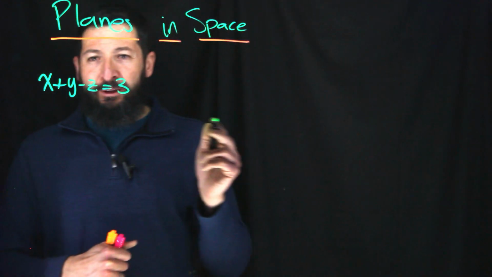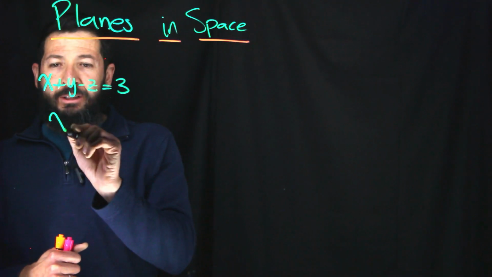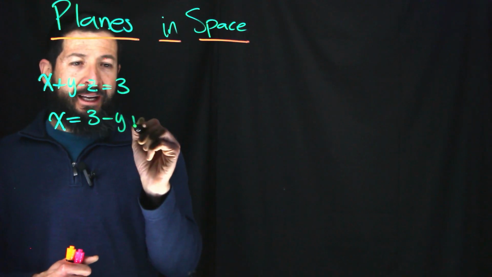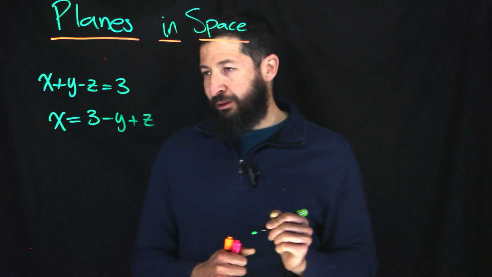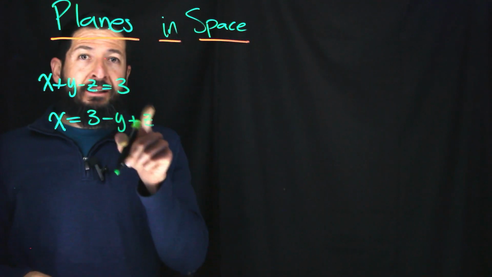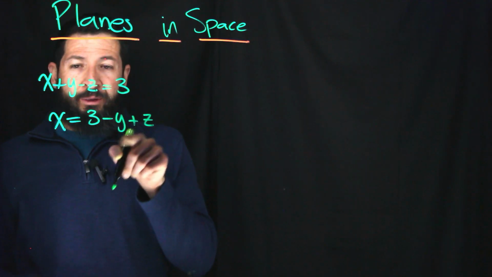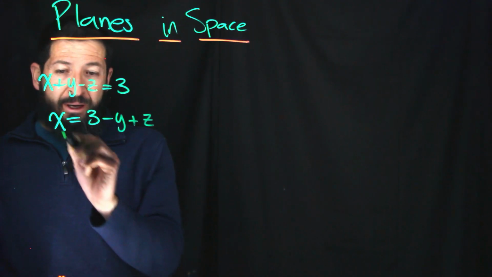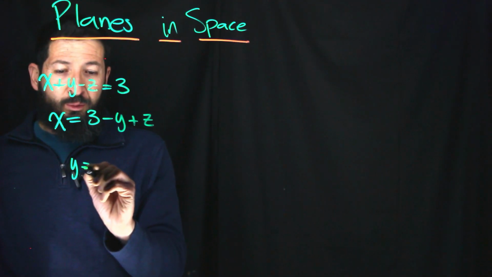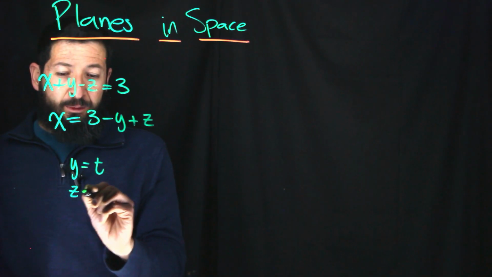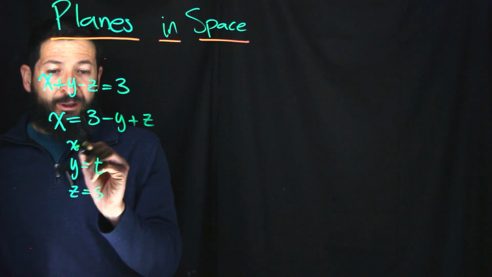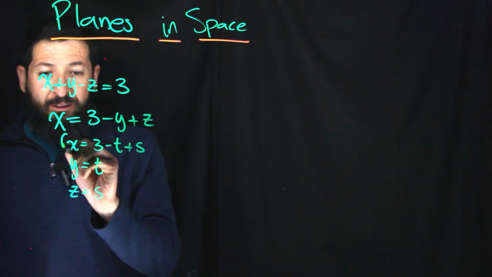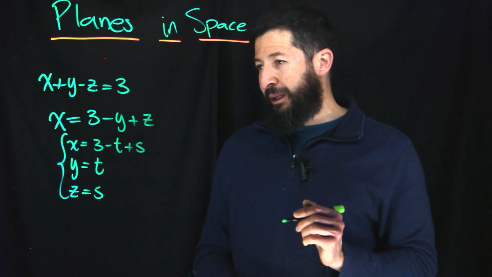That's how it goes. So the way I'm going to deal with this now more linear algebraically is I'm going to solve for x. So I'm going to subtract y and add z on both sides, and I'm going to obtain that equation. And then I'm going to write vectors where these guys are going to become parameters. So I'm going to write it in parametric form. I'm going to call y equals t and z equals s. And then this x becomes 3 minus t plus s. So this right here becomes my parametric equations for the plane.